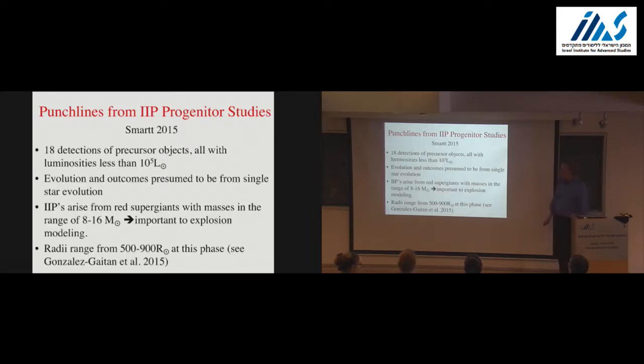Okay, so what are the current punchlines? Again, I'm highlighting Stephen Smartt's review article. At least back in 2015, there were 18 of these, which is more or less what Avishai was showing us. As I already highlighted, the evolutions and outcomes are expected to be from single stars. But we do know from this data that type IIPs are coming from red supergiants, which is not a surprise. This is the mass range, and this is going to be important for explosion modeling. We also know that the radii of these range from 500 to 900 solar radii. Okay, so that's the summary of what we know about the progenitors.